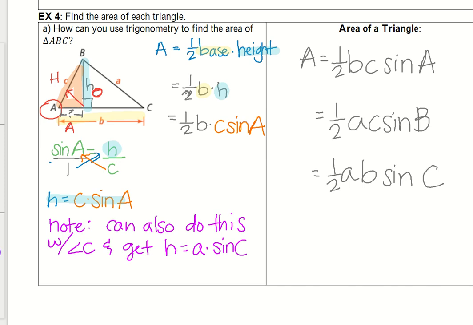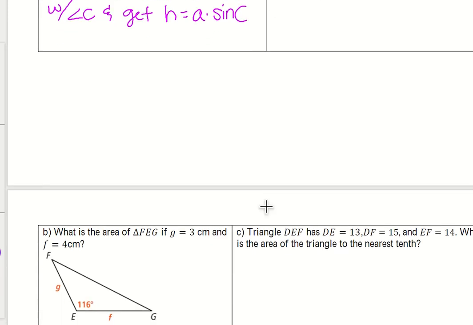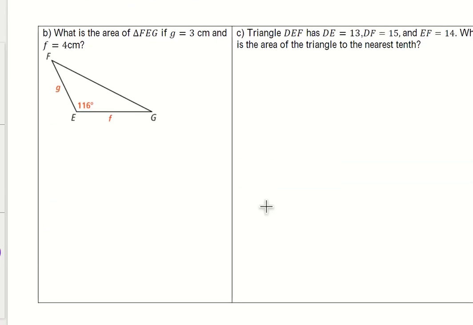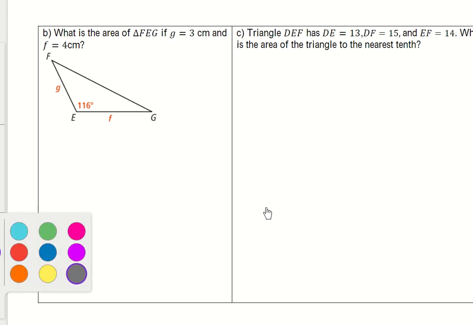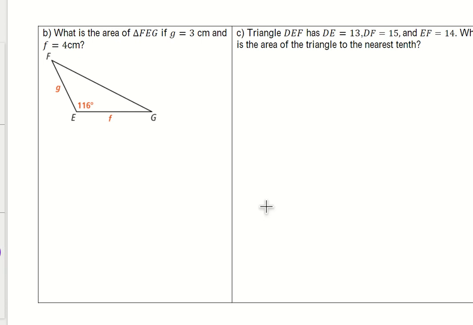Okay, so let's look at this in a problem. So they've changed the letters on us because they like to do that. So what I can look at is that I know angle E. So I know that I'm going to have sine of E, which means that I would need to know the other 2 letters in the triangle sides. So if I use the E, that means I need to know F and I need to know G. So it looks like that's what they gave us. So they gave us that G is 3. So this side over here is 3.